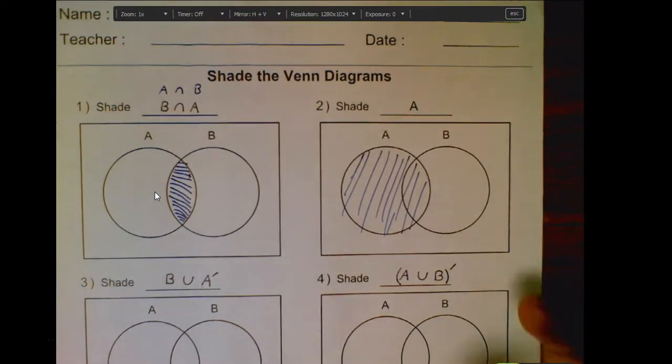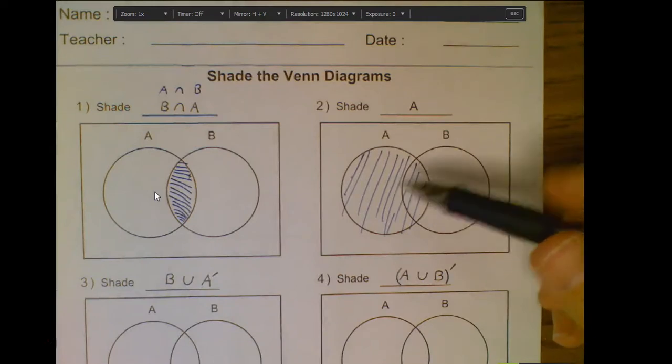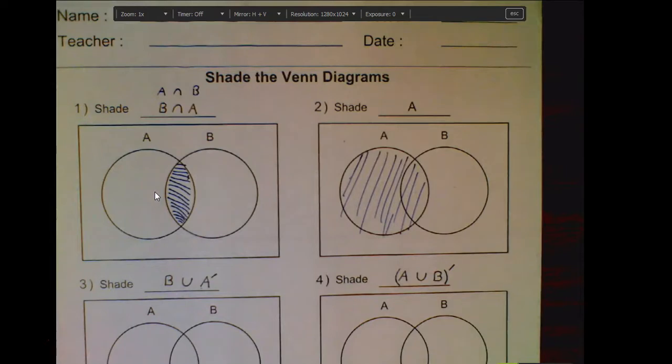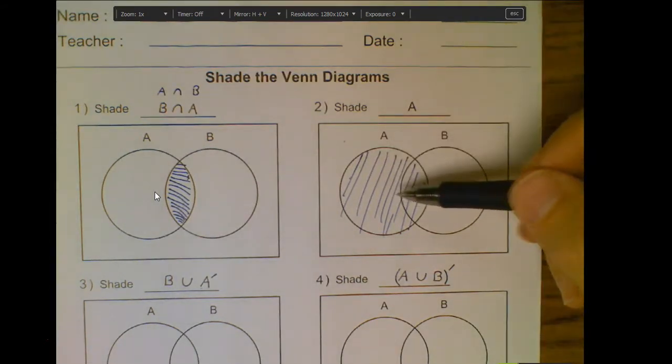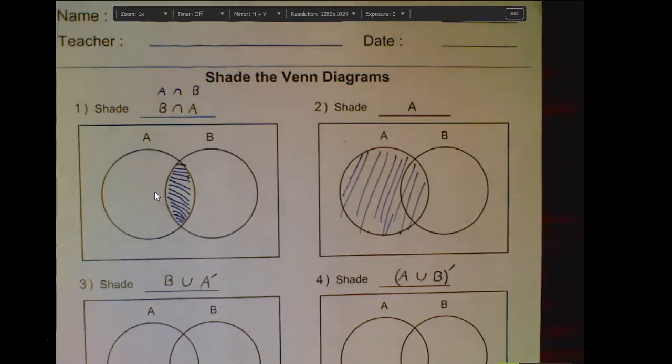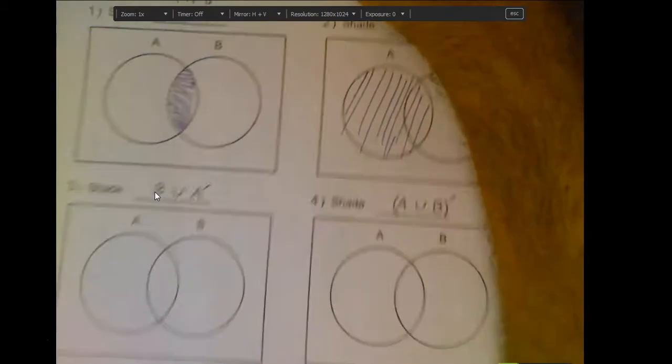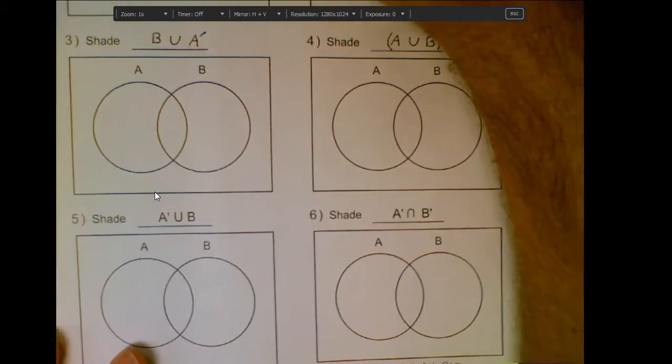And so if you had numbers filled in, let's just say there were numbers here, here, here, here. If they said, how many items were in set A, then it would be this number plus this number that are the items that belong to set A. Third case, B or not A.